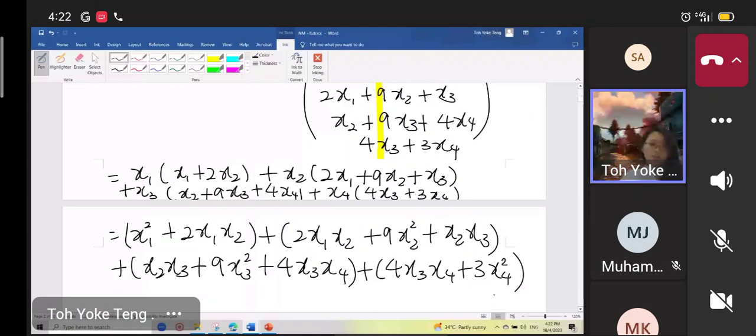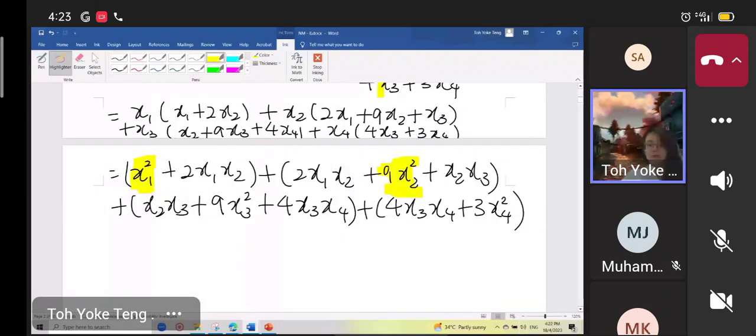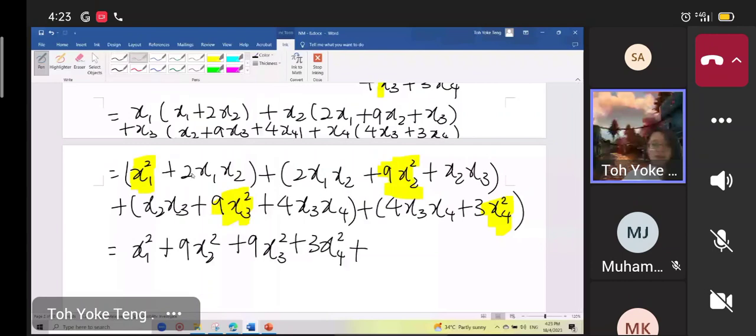Okay, you get in this form, and then just the same thing. For me, I prefer to take out the square terms first. So this one is the square term. I may just write it first. So which is equal to x1 squared plus 9x2 squared plus 9x3 squared plus 3x4 squared. And then plus, again the same thing, just get the terms here. So plus 4x1x2, plus 2x2x3, plus 8x3x4.